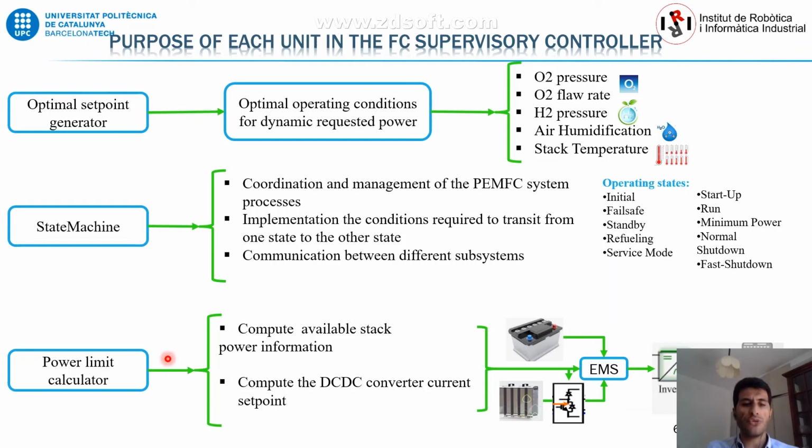The power limit calculator is responsible for computing the available stack power information and delivering it to the energy management system, to be able to divide the requested power between the battery and the fuel cell stack, and compute the DC-DC converter current set points as a set point for the DC-DC.